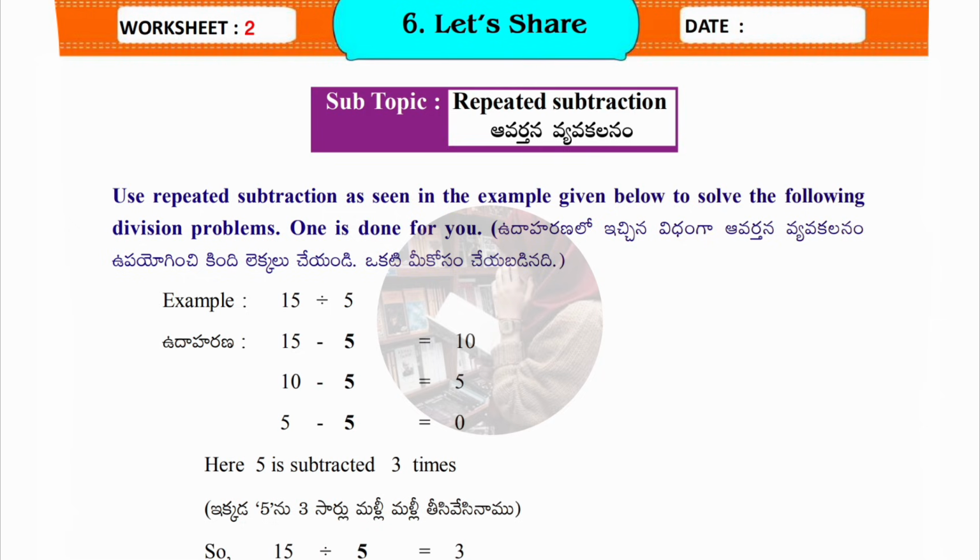Okay, so next what you have to write down. Here 5 is subtracted. How many times have we subtracted 5 from 15 so that we get 0 as the remainder? We have done this repeated subtraction 3 times. That's why write it down here: 5 is subtracted 3 times. Okay, so 15 divided by 5 equal to 3. Got it, guys? In this way you have to do the rest of the given problems by observing this example. Understood? Got it? Okay, let's see the exercise problems.